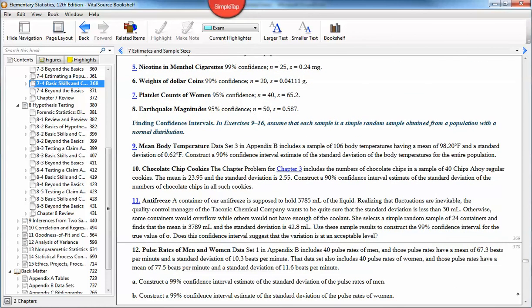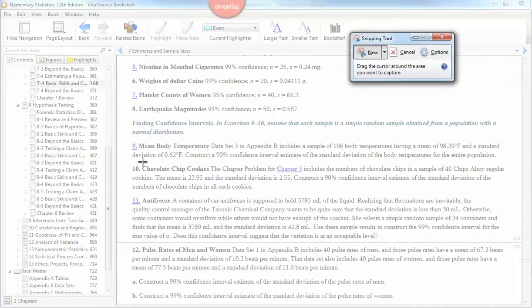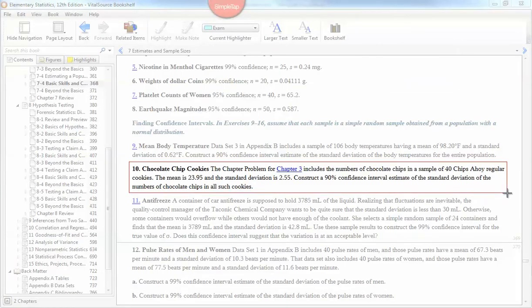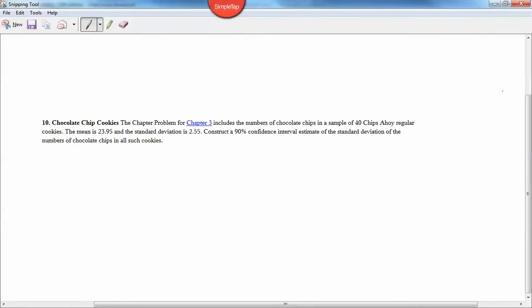All right, let's look at number 10, chocolate chip cookies. Almost everybody likes chocolate chip cookies. Not my daughter, she doesn't like chocolate, so go figure.